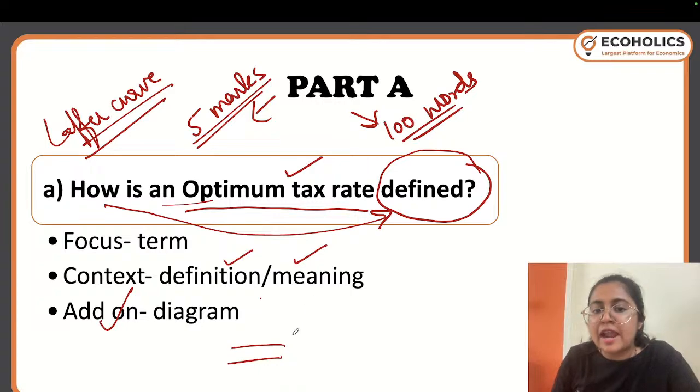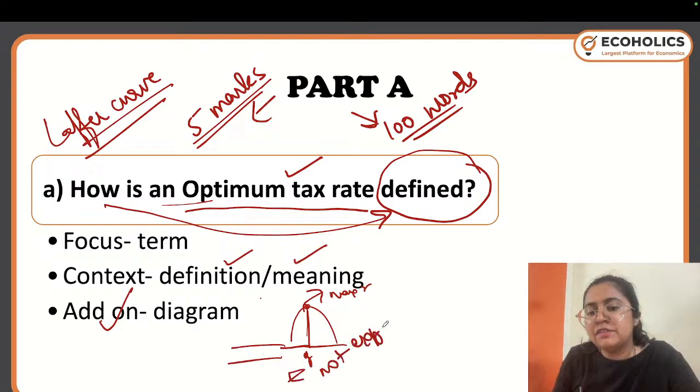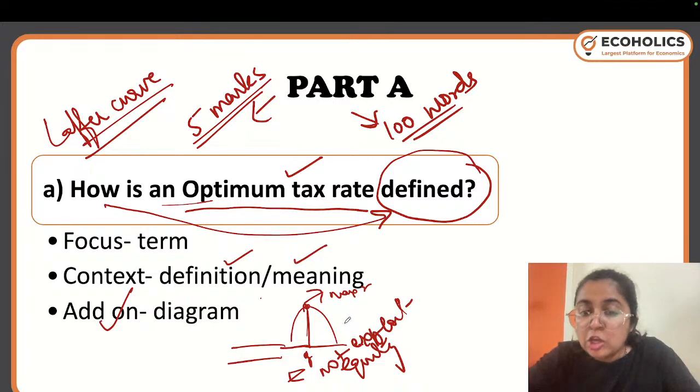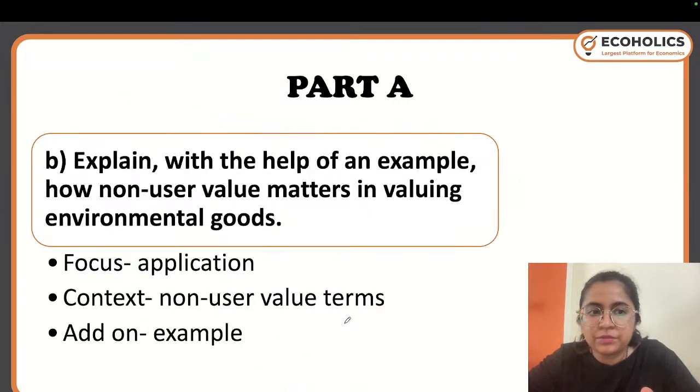Label it as Laffer curve, and put a point where the government earns maximum revenue and also has a certain tax rate which is not exploitative, which obeys the law of equity. That becomes the optimum tax rate, right? So this is how you understand a question and provide an answer in 100 words. Got it? Now let's move ahead with another question.